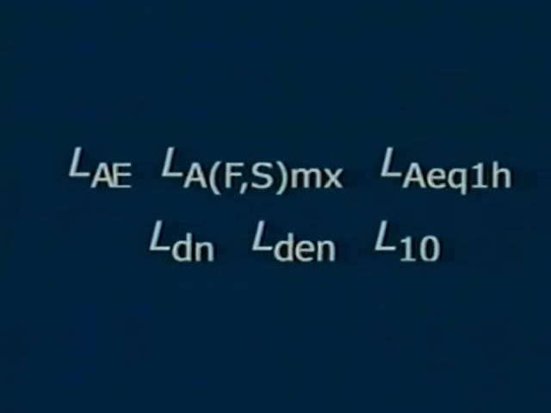Because of the large array of noises and the need to understand them from different perspectives, there are several ways to describe noise. Many noise descriptors are available, where each is appropriate for particular circumstances. A general noise descriptor is one we've already spoken about, the A-weighted sound level. The symbol for this descriptor is L sub A. More specific descriptors are the sound exposure level, the maximum sound level, the hourly equivalent sound level, the day-night average sound level, the community noise equivalent level, and the 10 percentile exceeded sound level.